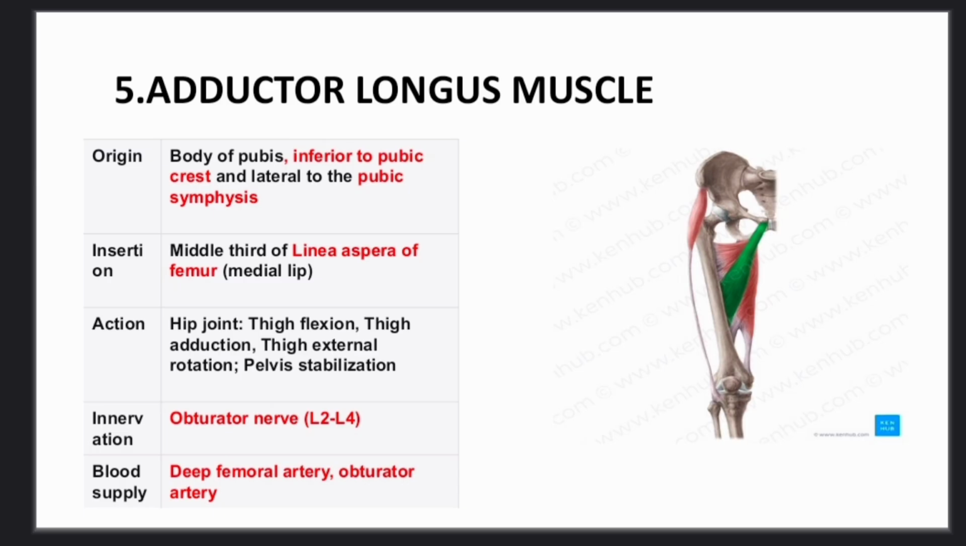Next adductor muscle is adductor longus. It originates from the body of the pubis, just inferior to the pubic crest and lateral to the pubic symphysis. Then insertion: it inserts into the linea aspera of the femur. Remember, the middle third of the linea aspera of the femur.